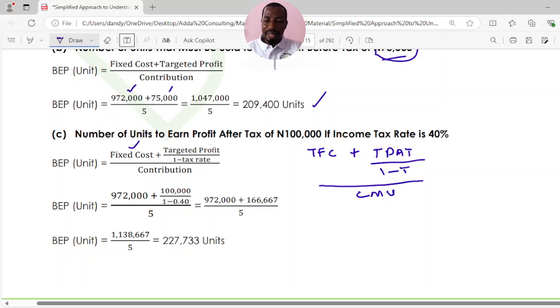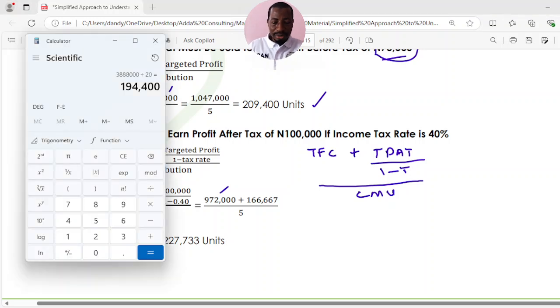Okay, so the targeted profit after tax is 100,000 naira. The tax rate is 40%. 1 minus 40% will give us 60%. Of course, this is the 972,000 for the total fixed cost. 100,000 divided by 0.6 plus the fixed cost will give us 166,667. All right, so just use a calculator to do the final answer.